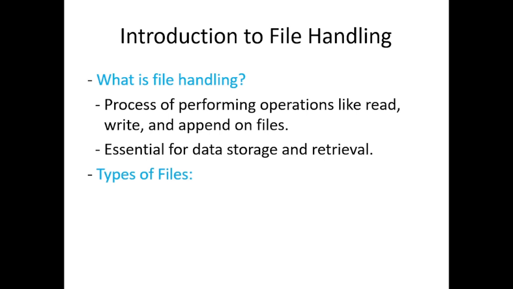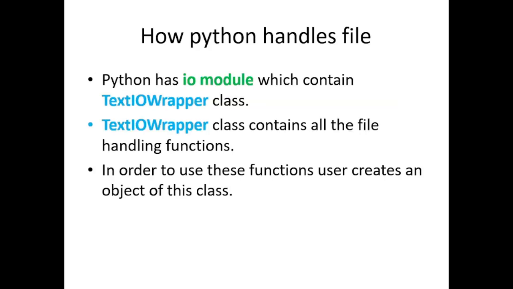There are basically two types of files. One is the text file and the second is the binary file. The text file deals with text data, whereas the binary file deals with images, audio and video contents. Now how does Python handle files? There is an IO module in Python. It is an inbuilt module. This module contains the TextIOWrapper class, and this class contains all the necessary functions that are used to process a file.